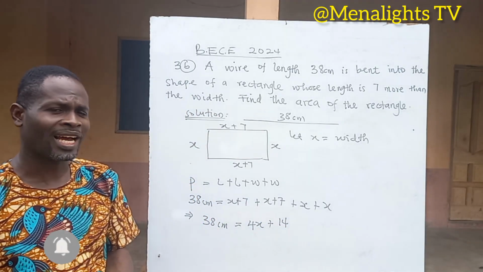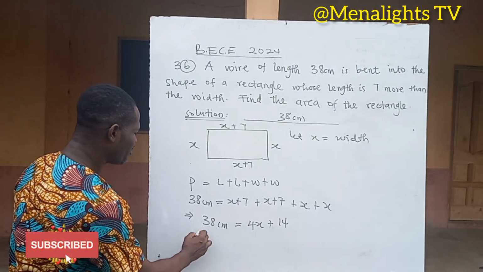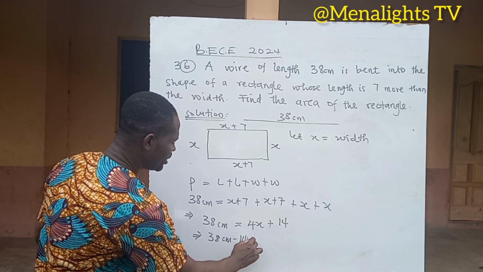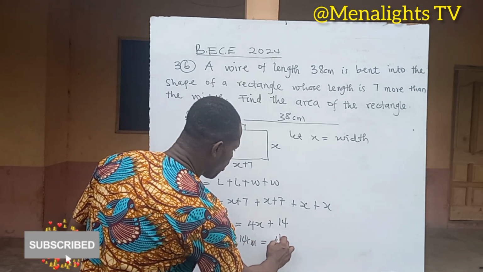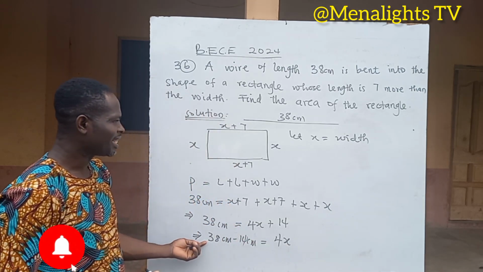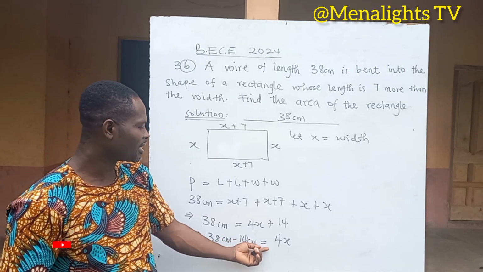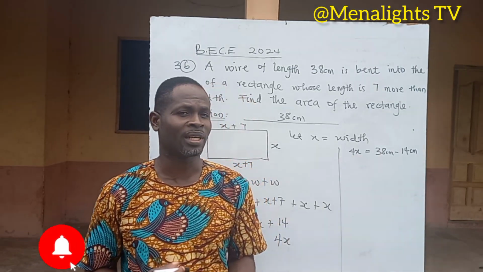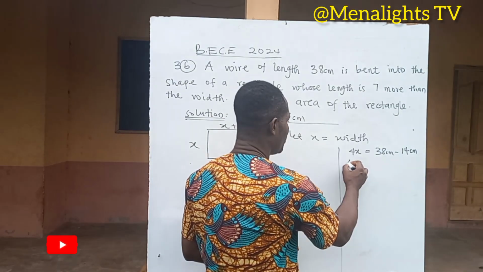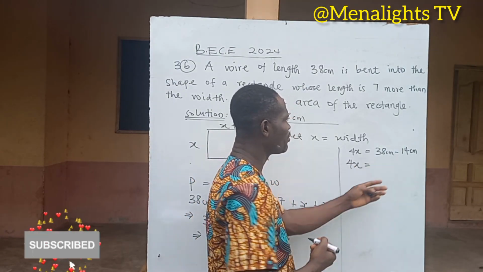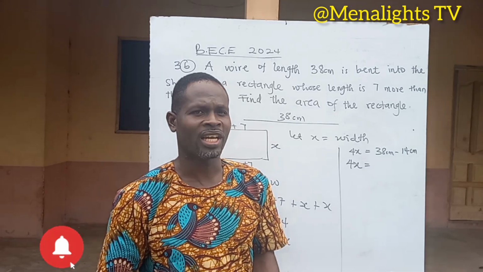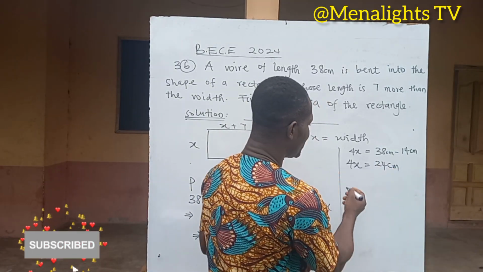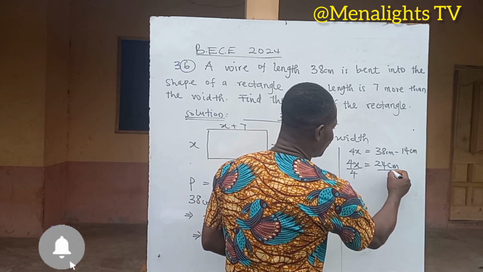So now we have to group the like terms together. This will give us 38 centimeters minus 14 centimeters is equal to 4x. So 4x is equal to, when we take 14 from 38, we'll be left with 24 centimeters. Then divide both sides by 4.